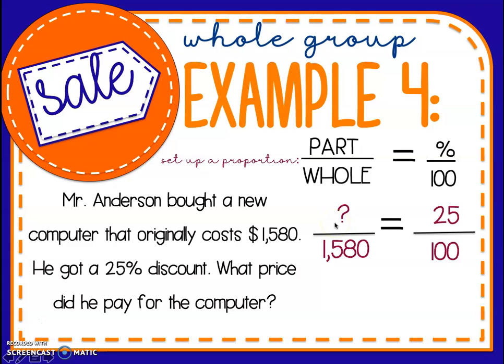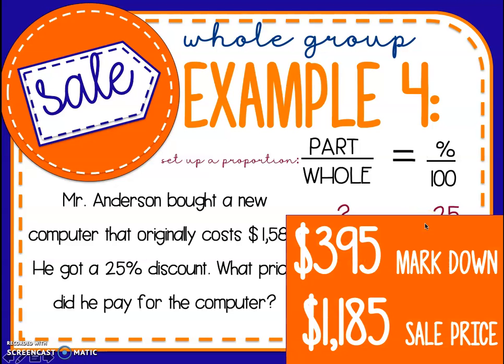Now we're going to solve this proportion just like normal. We're going to cross multiply 1,580 times 25, divide out the remaining 100, and we get that it's a $395 markdown. That means he's getting a discount of $395. To calculate the sale price, we're going to take 1,580, the original price, and subtract our $395 discount, and we get that $1,185 is the sale price.